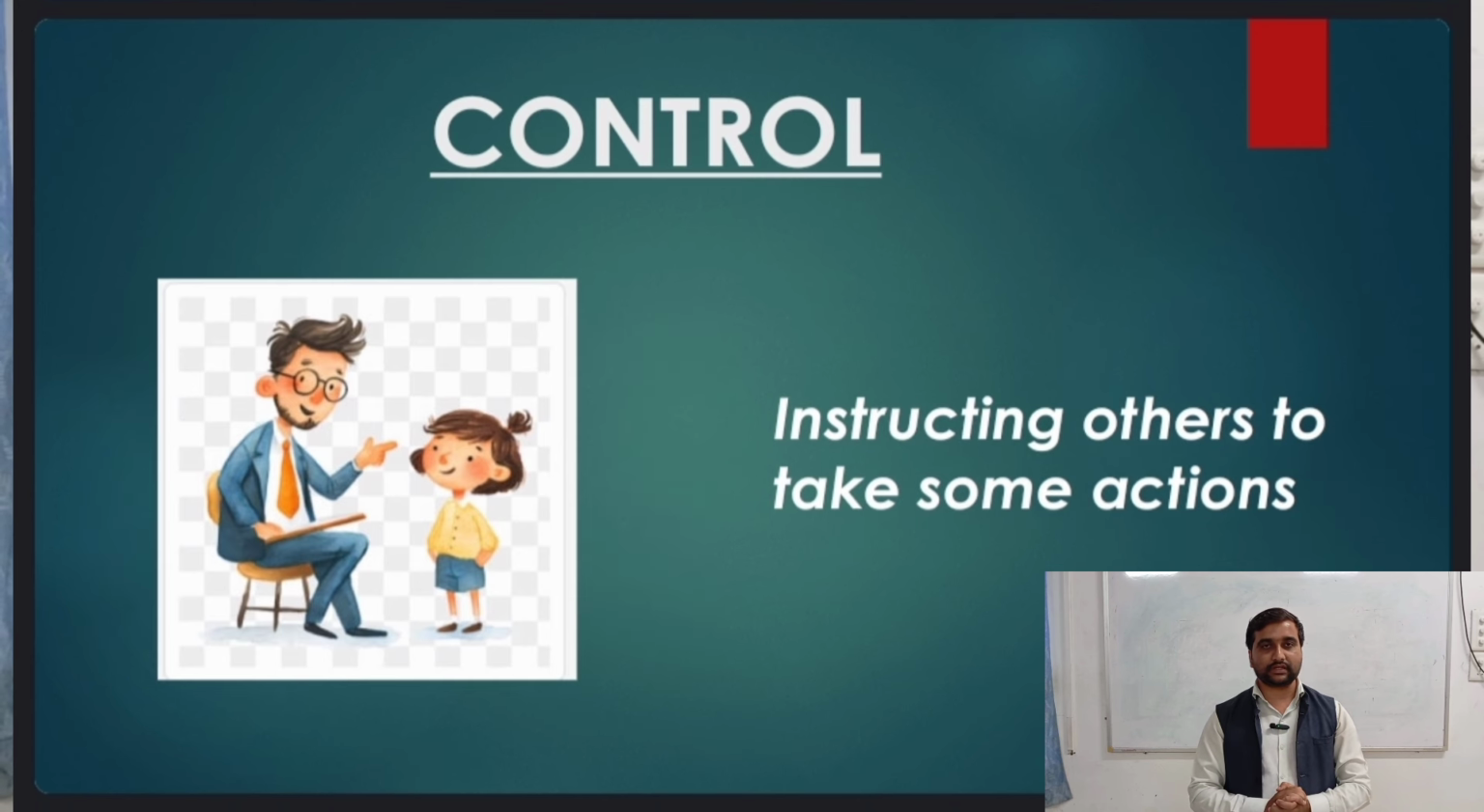Second function of communication is control. Then what is control? Giving instructions and guidelines to the others is control. For example, teachers' instruction to the naughty students to follow discipline. Then benefits of control are giving guidelines and error correction.